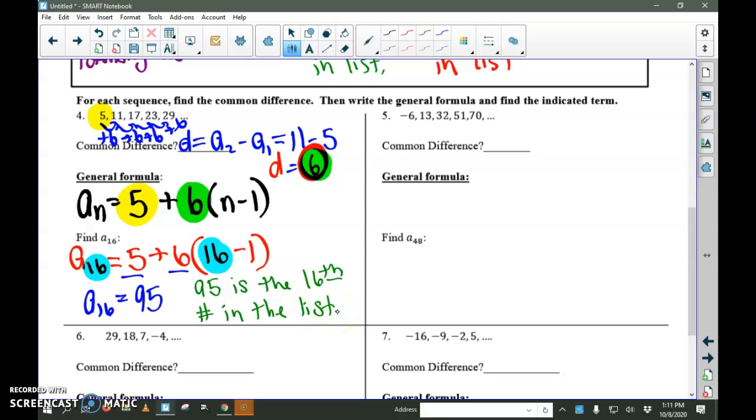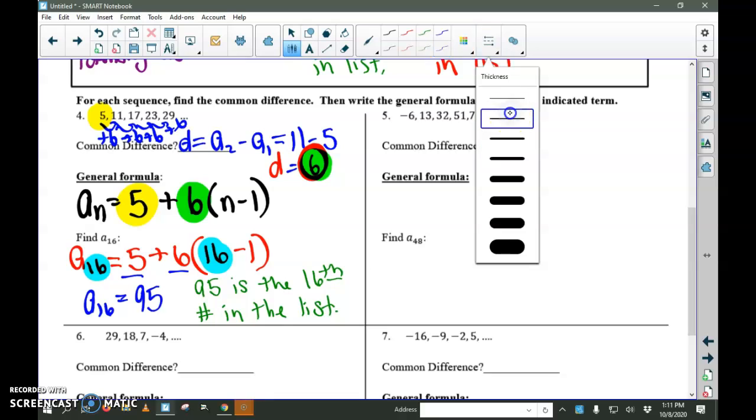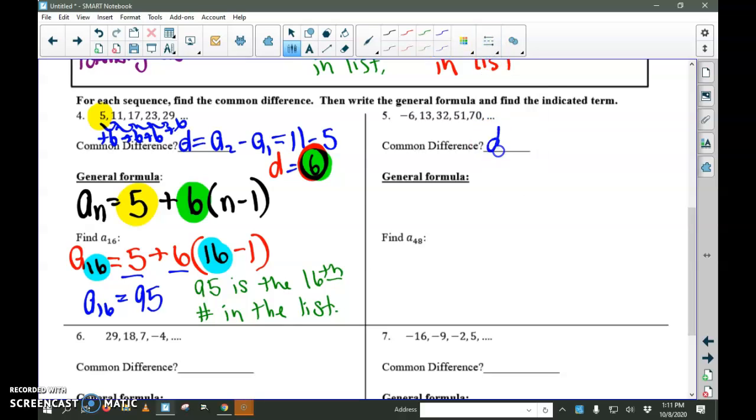Okay? All right. We're going to do number 5. So number 5, similar story. My common difference, right? I'm going to take my second term minus my first term just to verify. Some people can see that difference and some people cannot. That would be 13 minus a negative 6. Ooh, that's really 13 plus 6. And 13 plus 6 is 19.